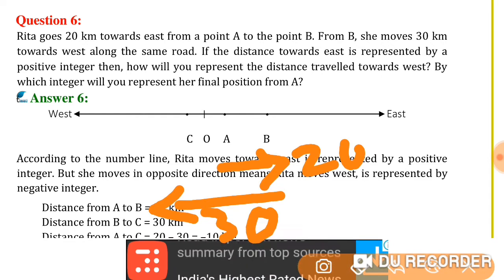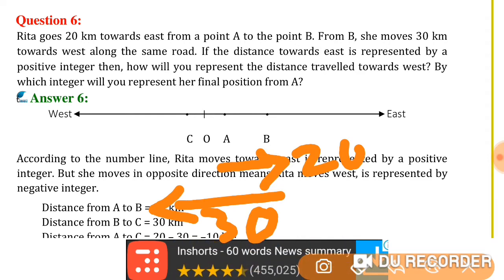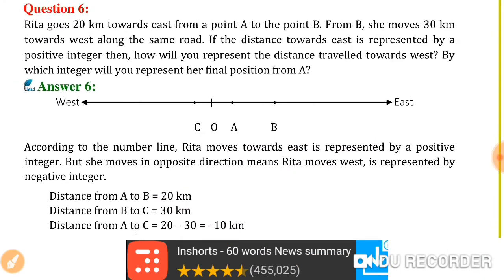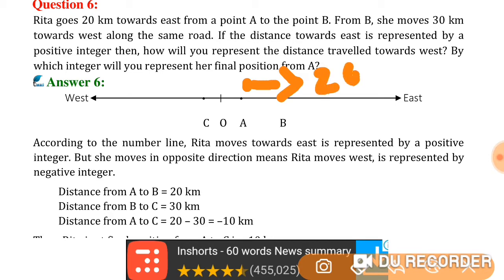If the distance towards east is represented by the positive integer, then how will you represent the distance traveled towards the west? It is directly negative. By which integer will you represent her final position from A? So now where she is exactly, we have to show it. Once again I'll explain the question. First, Rita goes from point A to B, 20 kilometers. Then from B, along the same road, she'll go 30 kilometers.